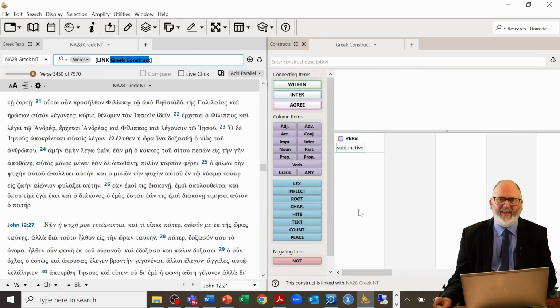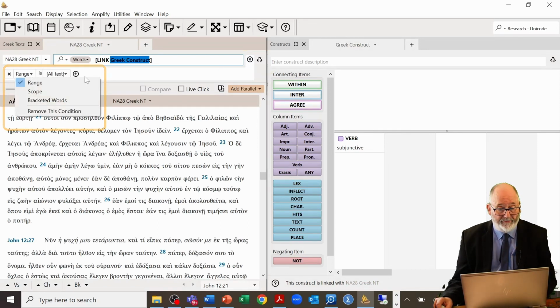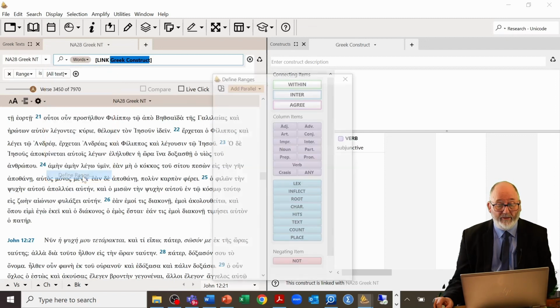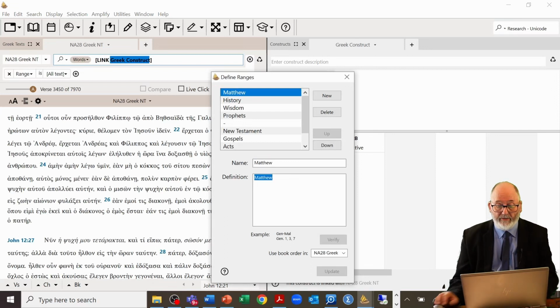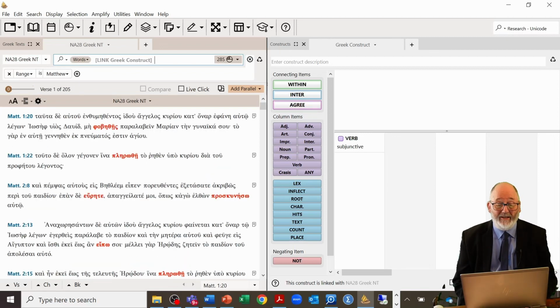So that is our search setup, except we would like to search only the Gospel of Matthew. How do I do that? Well, I come up here, I click that plus, and I can choose a range. So I click on the range, and, well, you can see I've been here before because Matthew's showing up. But for you, it probably won't be there yet. So to define a range, what I do is I enter a definition, Matthew, and then I name it, and then I verify that that's a valid definition. Then I update it, and you can see that Matthew is now the part of the Greek New Testament that's going to be searched. Pressing enter reveals every occurrence of the subjunctive mood in the Gospel of Matthew.